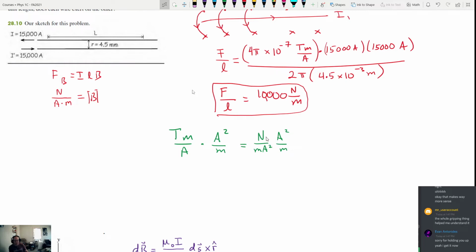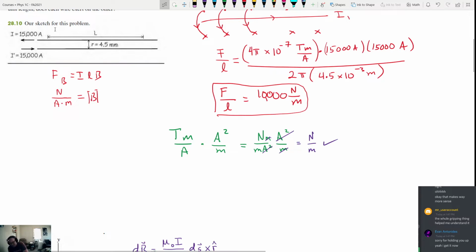Oh, I left off a meter. There was still a meter left over here, my bad. We plug in Tesla, which was newtons over amp meters, so we get newtons over meters from that, and then amps squared. I think you can see that the units cancel out correctly, and we get newtons per meter, which is what we want. Okay, any questions? Pretty easy.